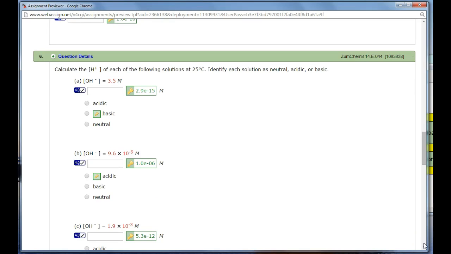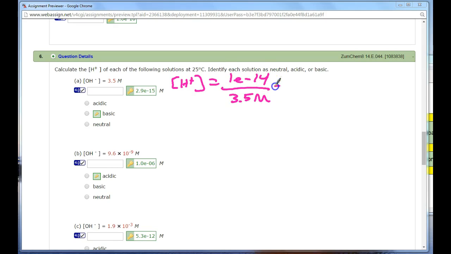Number 6, calculate the H plus of each of the following solutions at 25 degrees Celsius. The 25 degrees Celsius has nothing to do with this other than its proper chemistry speak. Identify each solution as neutral, acidic, or basic. So we are changing all of these to H plus. We can do it. So the H plus is going to be 1e minus 14 divided by 3.5. Wow, 3.5 is a big number. And we're going to get 2.9 times 10 to the minus 15.